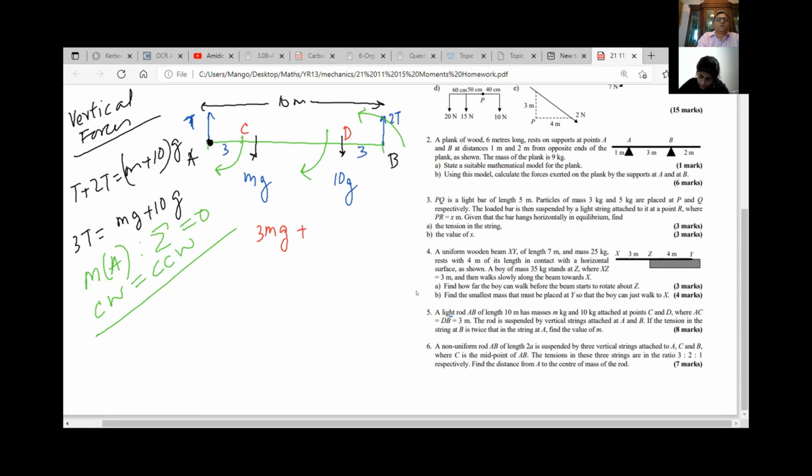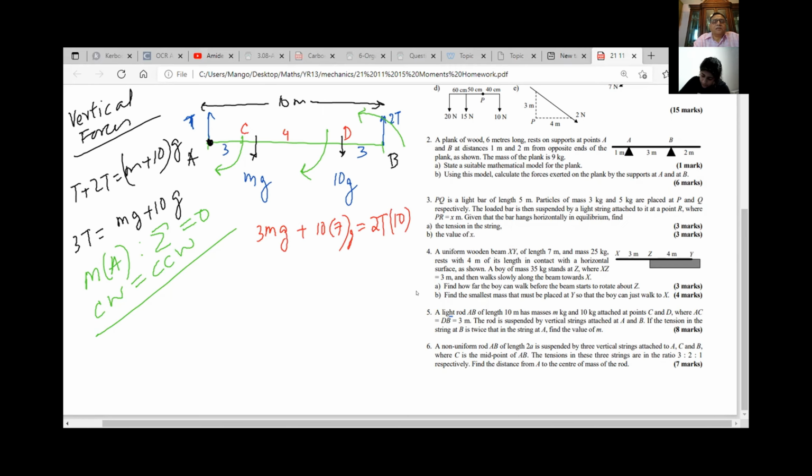In between it is 4, correct? So that is 4 plus 3, which is 7. So 7 times 10g, and that should equal 2t times 10. Is it okay? So we have one equation.